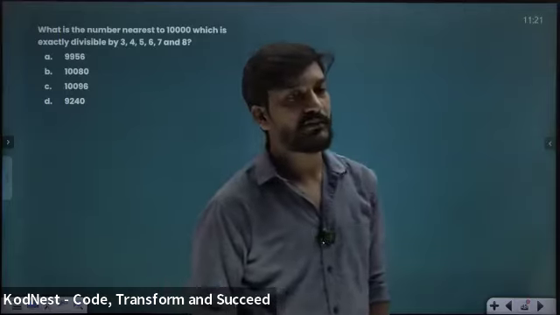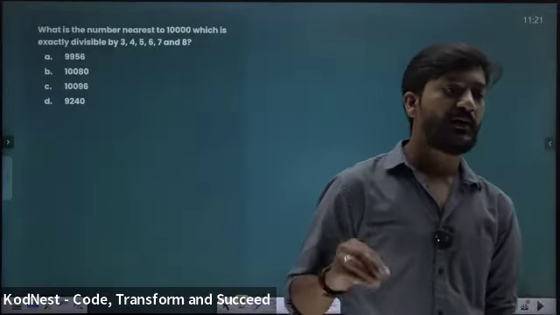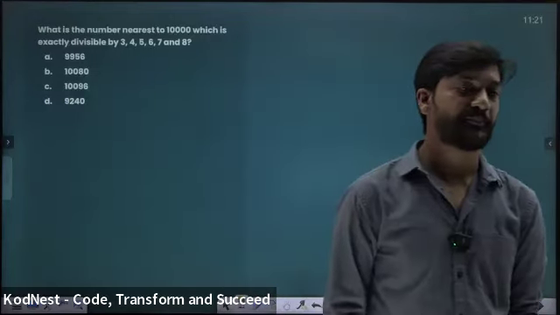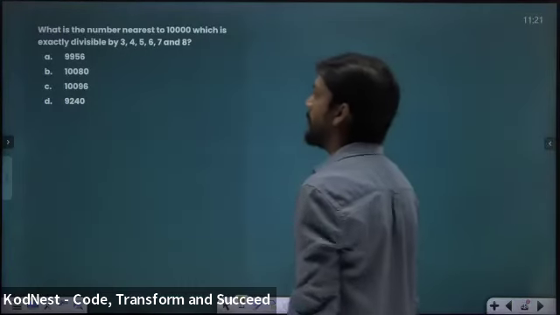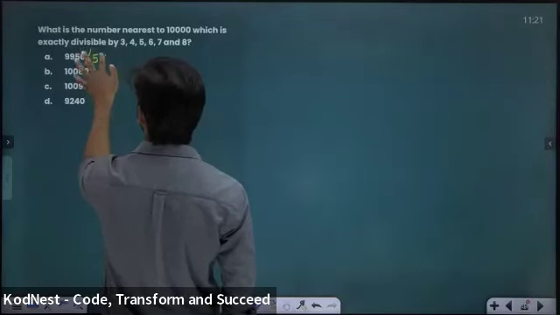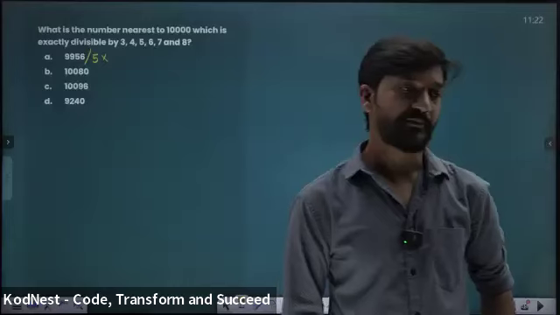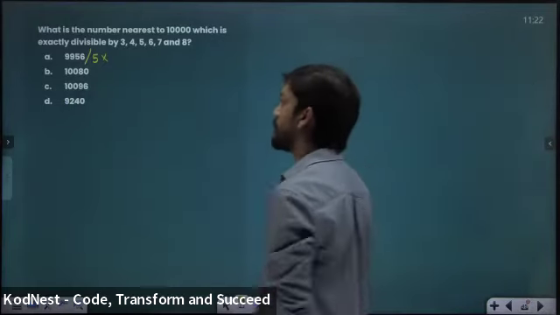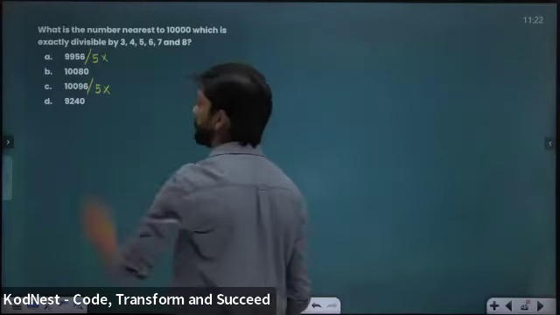Always cross check your answers before confidently saying this is the right answer. This is my final answer. Double 956. How come you are saying double 956? It is not divisible by 5. How come you are even saying that option? C option also not divisible by 5. So these two options I am not expecting.